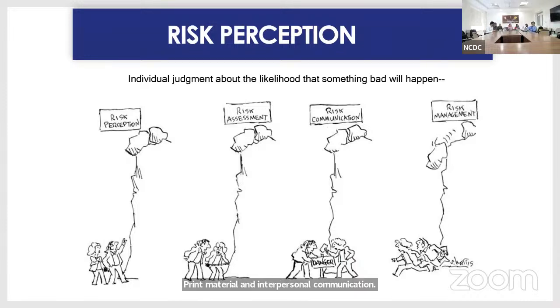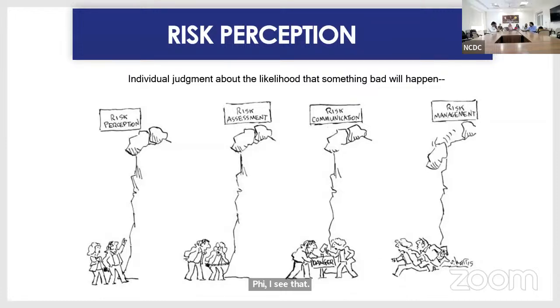So we keep on giving our messages, but how do people perceive the risk and how are those messages actually accepted by the community? That depends upon the risk perception, which is the individual judgment about the likelihood that something bad will happen. Let's take the example Dr. Pragya and Dr. Shubhangi mentioned: as soon as we heard about Mpox being declared a PHEIC, we perceived, okay, we have some risk.